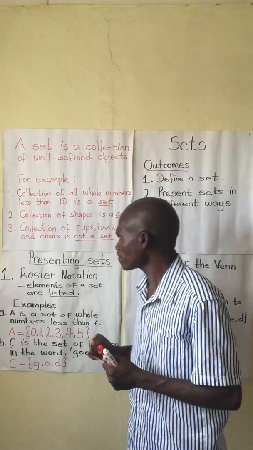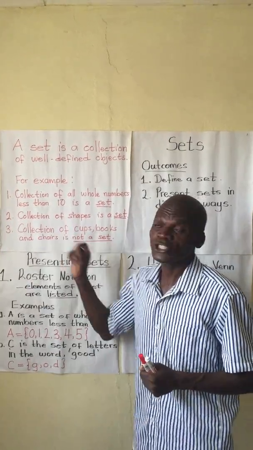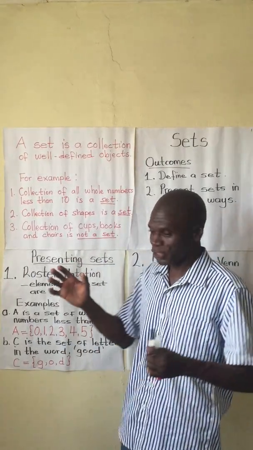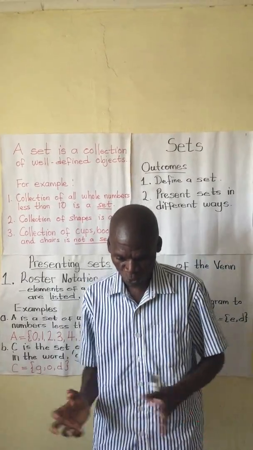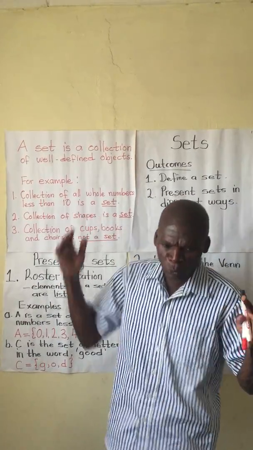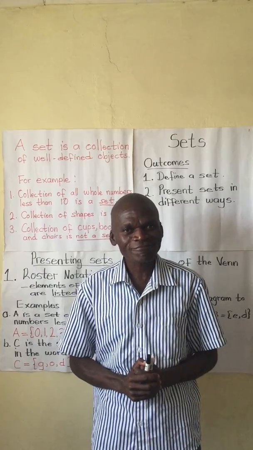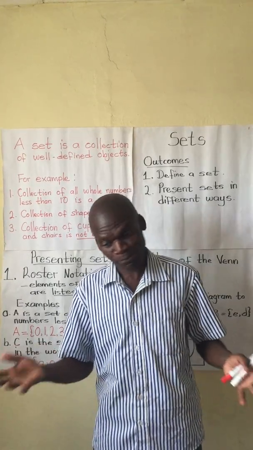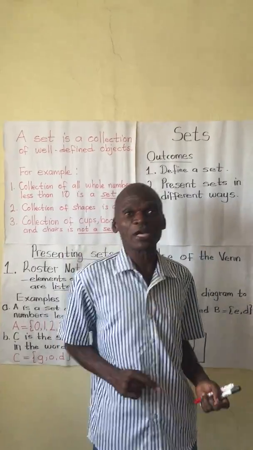Number 3, collection of cups, books, and chairs. This is not a set. Why? Because imagine you've put, this is my collection. This is what I have put as a group. I have the cups, I have the chairs, I have the books. What is the group name of what I've put together? What is the group name? Can you say cups, books, chairs? No. There should be a group name.